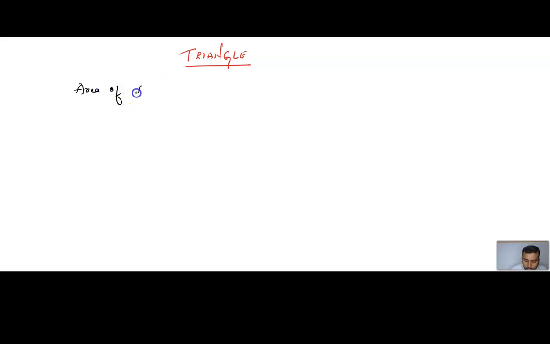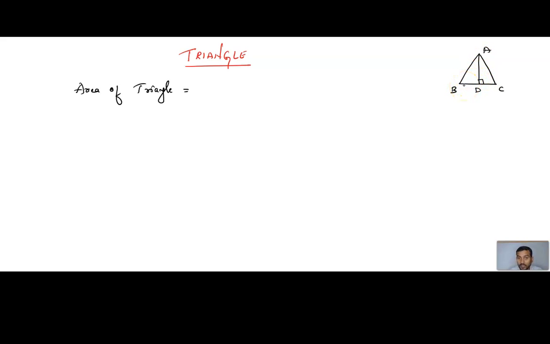Area of triangle. Children, I am just speaking about the basic triangle. So this is the triangle. Let me say this is A and this is B and this is C. AB, BC and CA are the three sides of the triangle. Can you see this, children? Let me draw one perpendicular line, let me say AD. AD is perpendicular to BC.